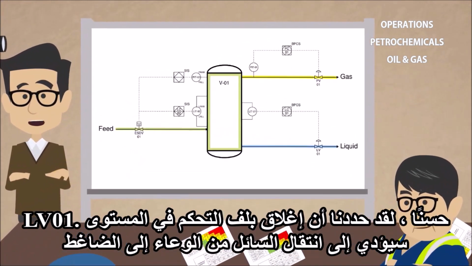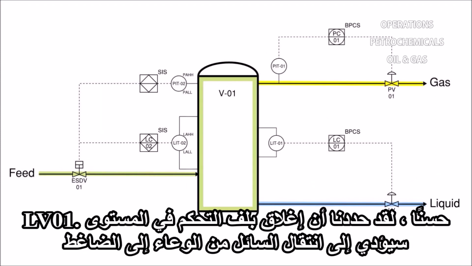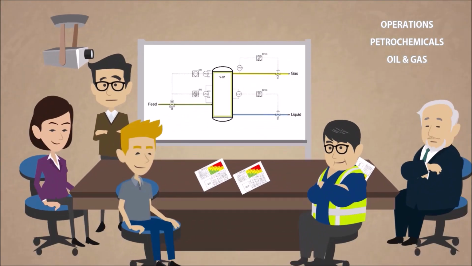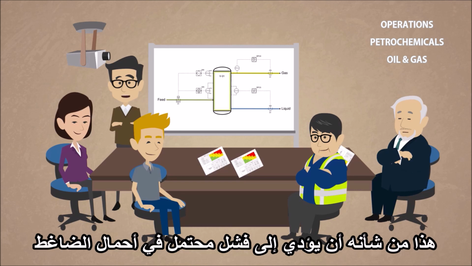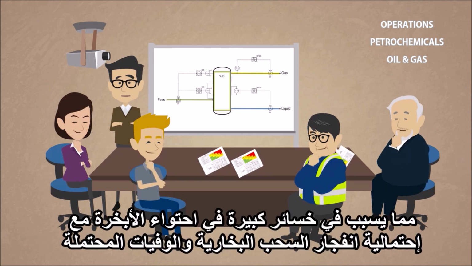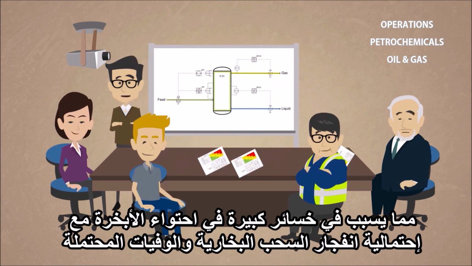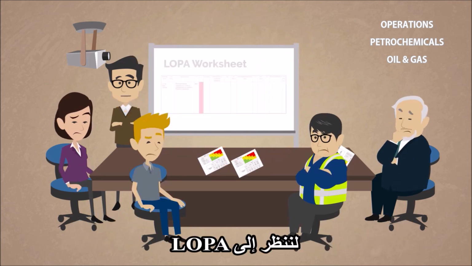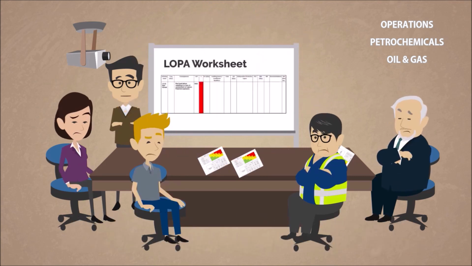All right, we have identified that the level control valve LV1 failing closed would cause liquid to carry over from the separator V1 to the compressor downstream. This would result in a potential catastrophic rod load failure of the compressor, causing a significant loss of containment of vapor, with the possibility of a vapor cloud explosion and potential fatality. Let's jump into the LOPA.